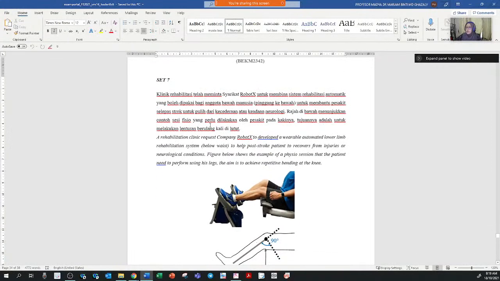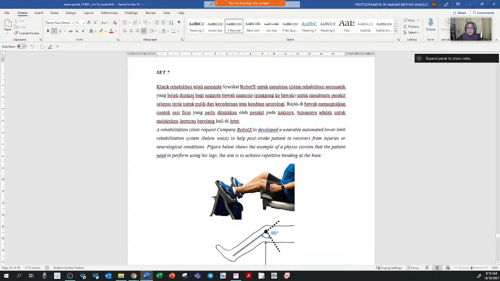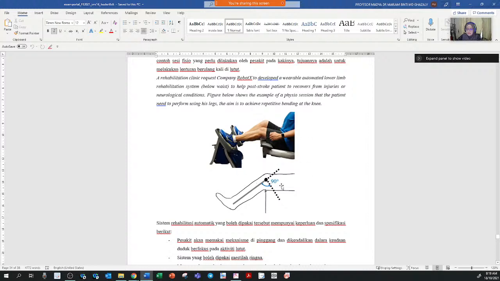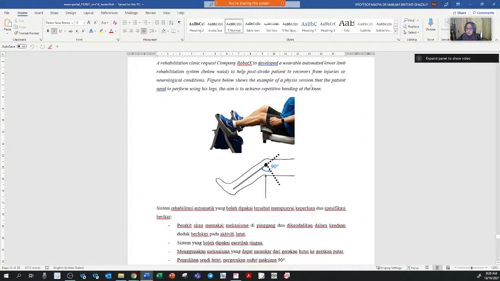If you look at this example, this is an example of a case study that was given in the final exam last semester. We have a total of more than 10 sets of data, so let's just look at this case study. A rehabilitation clinic requests a company, Robot, to develop a wearable automated lower limb rehabilitation system, for below the waist and below, for post-stroke patients to recover from injury or neurological condition. The figure below shows an example of a physio session that a patient needs to perform.